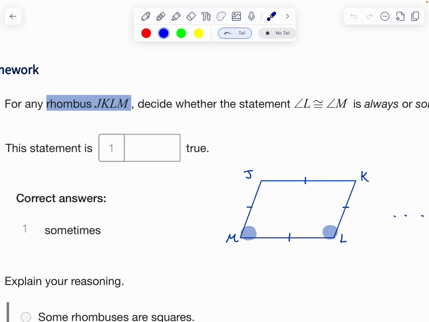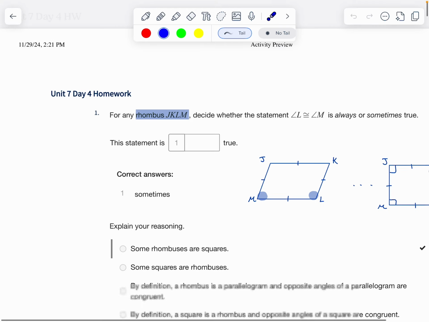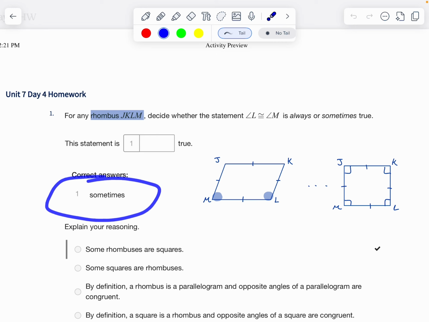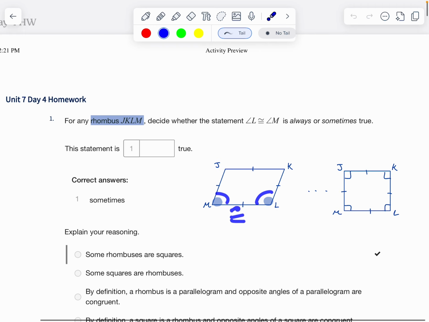In a rhombus, the only thing we know about the angles is the same thing that we knew about parallelograms, right? That opposite angles are congruent and that consecutive angles are supplementary, because a rhombus is a parallelogram. It is sometimes true that consecutive angles of a rhombus can be congruent. If this was the case, we would be looking at a square.